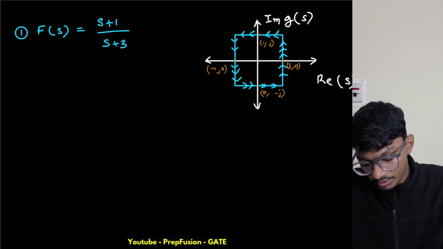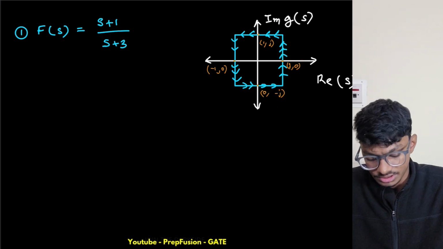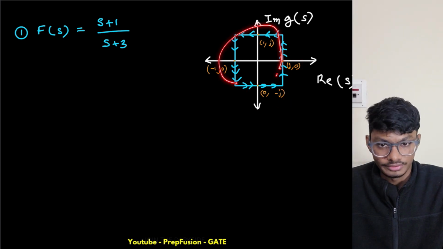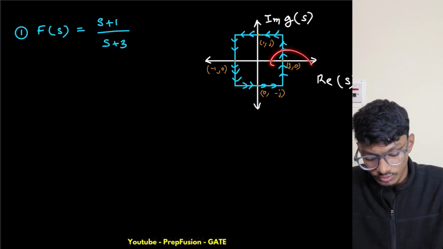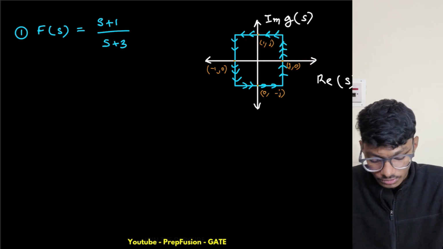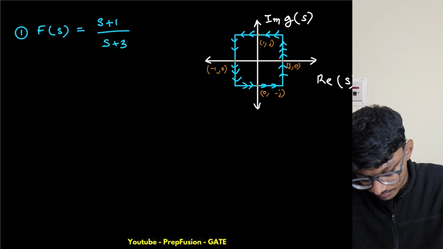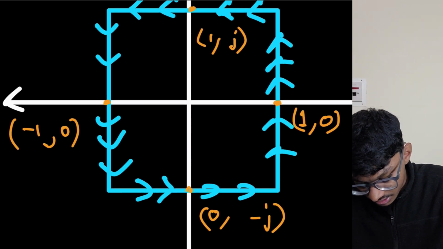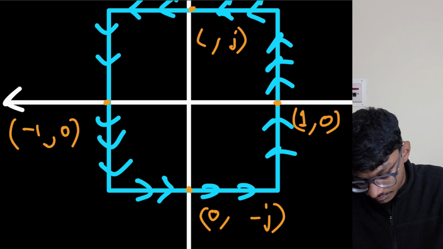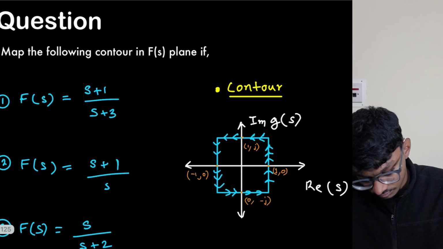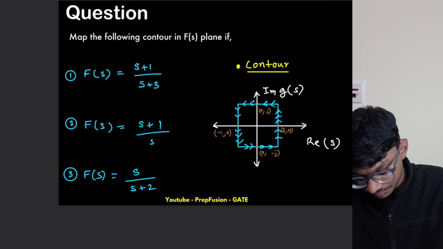So I will take 4 critical points. I will take 1 comma 0, I will take 0 comma minus j. I'm going in the anti-clockwise direction, so I will take those types of points only. So 1 comma 0, 0 comma j, minus 1 comma 0, and 0 comma minus j. Sorry, this is actually not 1 comma j, this is 0 comma j, the x distance is 0 itself. So this is 0, this is also 0, right?